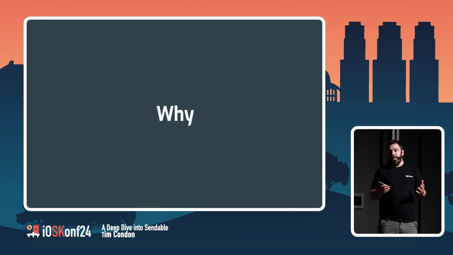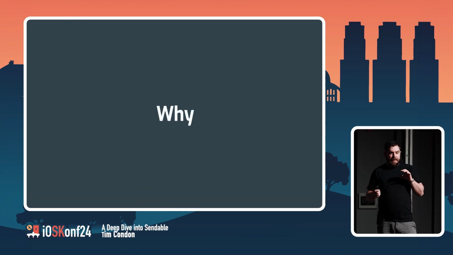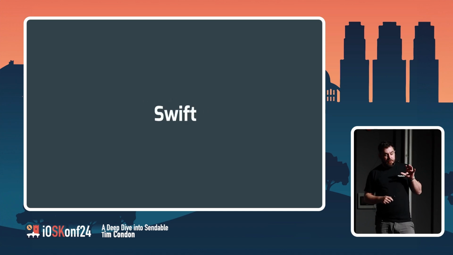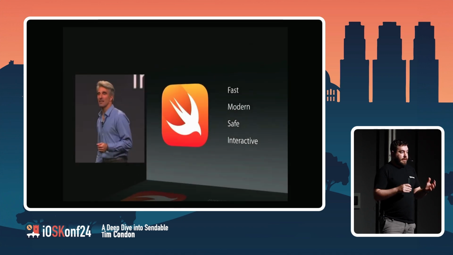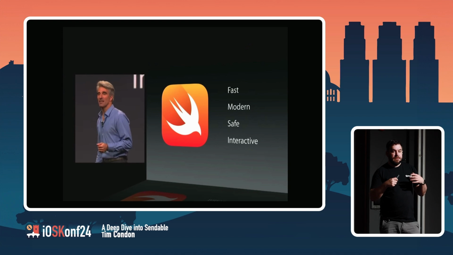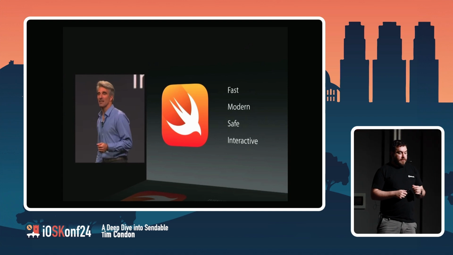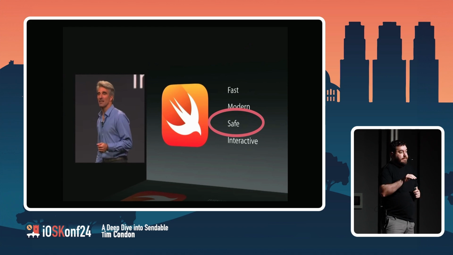So, why does Sendable exist? In order to answer that question, we need to go right back to the start and look at Swift itself. Swift was released back in 2014 on stage at WWDC, and it was designed as a successor to Objective-C. It had four main goals as a language. It was supposed to be fast, modern, safe, and interactive. And it's that third one, safety, that I really want to nail down today.